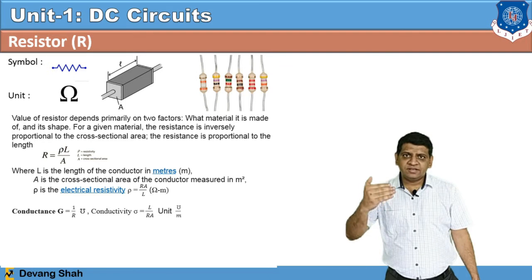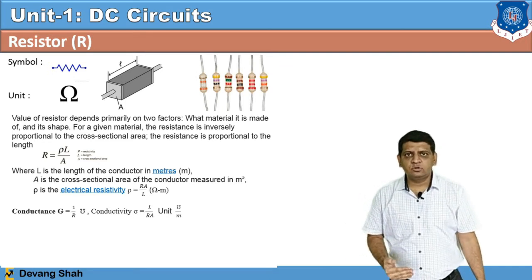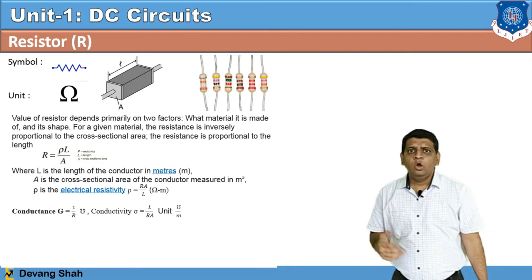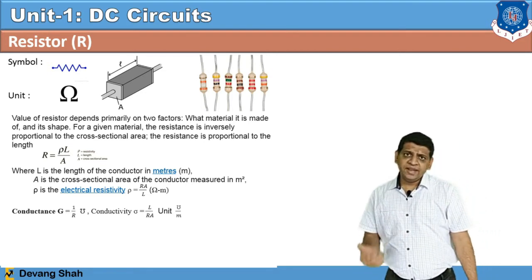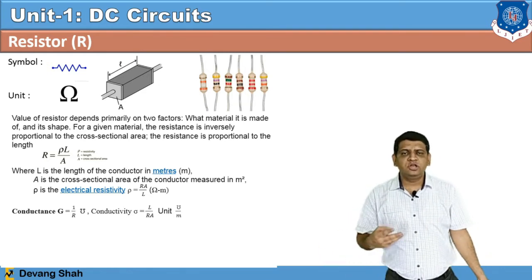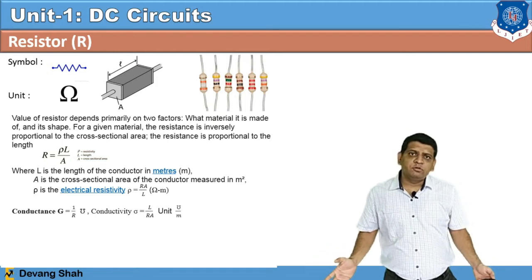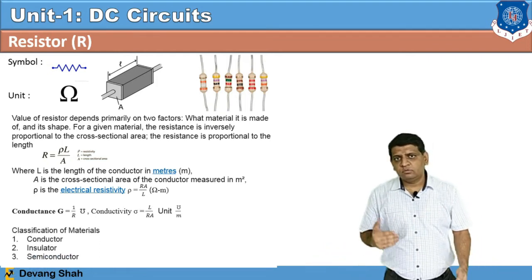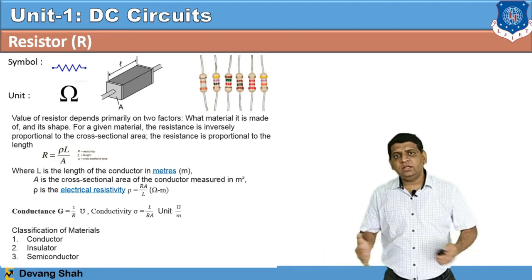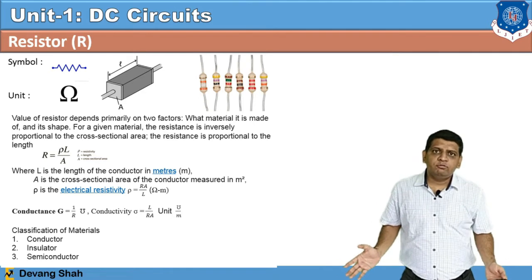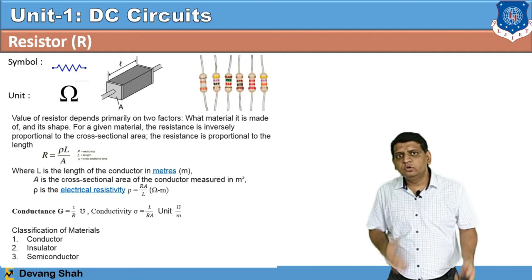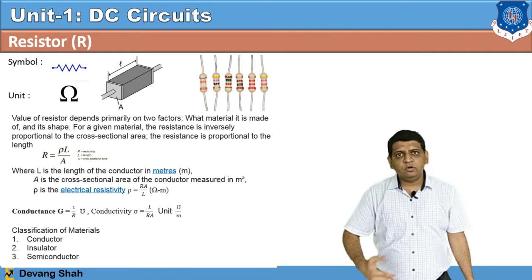So from the resistivity you can also define the conductivity. Conductivity is the reciprocal of resistivity, so its unit is ohm by meter. Based on this conductivity, you can categorize all materials into three types: one is called conductor, another is called insulator, and the third is called semiconductor. Based on the resistivity or conductivity offered, you can further decide how to use the material.